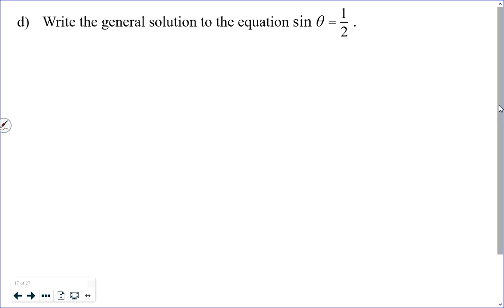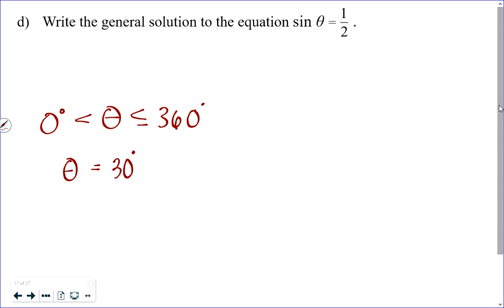Well, first of all, I want to write this. I just want to make sure that you understand something here. If this were the case, the solution would be that. That is not what question D asks. But if it just said solve the equation for angles greater than 0 but less than or equal to 360, you'd say 30 degrees and 150 degrees, right? So what would the general solution be?